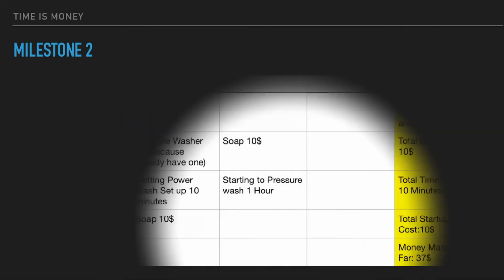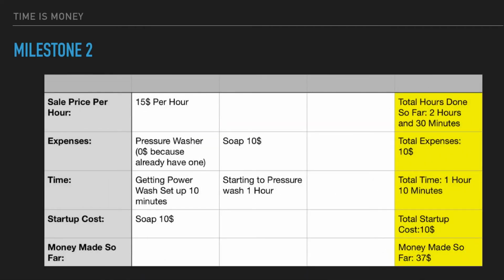For milestone 2, we needed to create a spreadsheet to track the data for our service. This data includes the sale price, expenses, time, and startup cost. My plan was to make $15 per hour for pressure washing. The only thing I would need to buy for my expenses was the soap, which was about $10. Now that I had my important data down, it was time to complete the service and start writing down my equation for the linear graph.